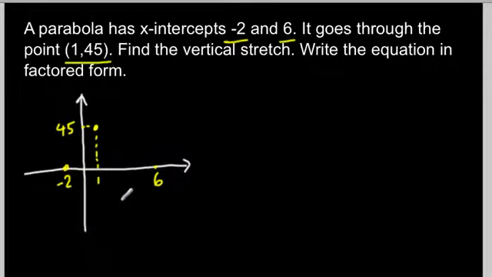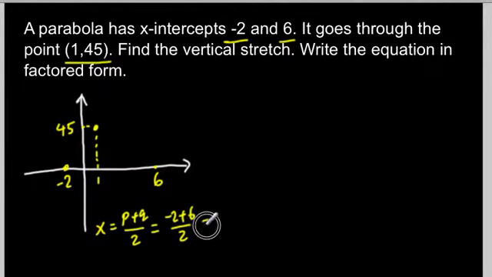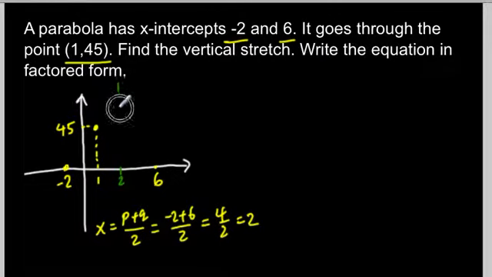Remember, a good thing to do is always find the axis of symmetry. The axis of symmetry is x equals p plus q divided by 2. So that's -2 plus 6, divided by 2, which is 4 divided by 2, which is equal to 2. So our axis of symmetry would be at x equals 2, right? And we know our vertex lies on this axis of symmetry. We just don't know where, but we know that it lies on it.